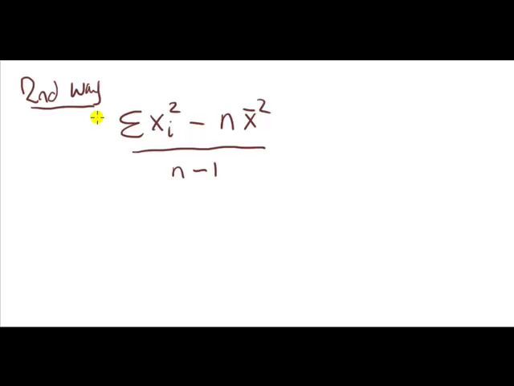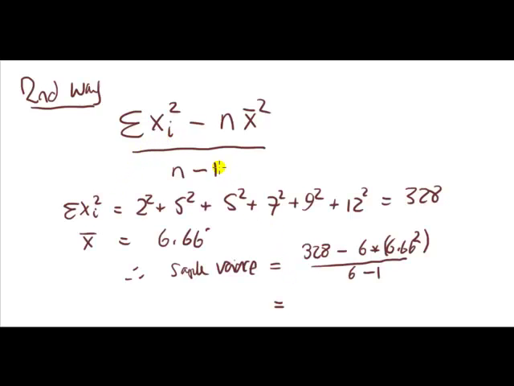Right, let's move on to the second way. The second way is to apply this formula, which is equivalent to the one we've just applied. Now this reads: take each value and square it, and sum. So we have first number squared plus second number squared plus third number squared all the way to the sixth number squared, that equals, if you add them up, 328. That gives us the sum of xi squared.